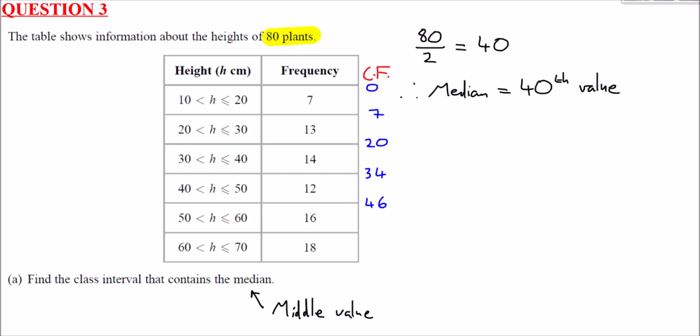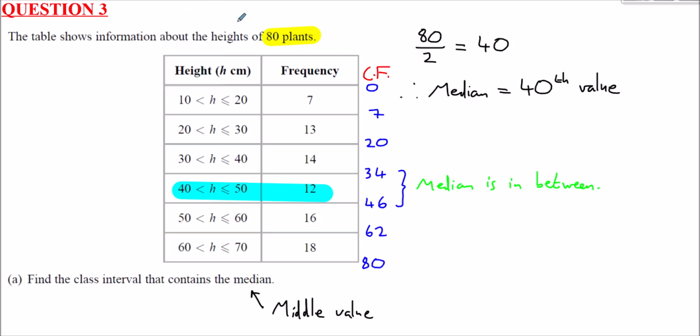So what we can say here is that 34 and 46, the median is in between these, because 40 is in between 34 and 46. Now, if you wanted to carry on, I may as well just do it for completion. 46 plus 16 is 62. 62 plus 18 is 80. You always end up with the total number of frequency values you have. Anyway, because the median is in between 34 and 46, we can conclude that the median must be in this class interval.